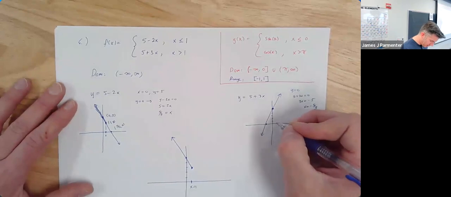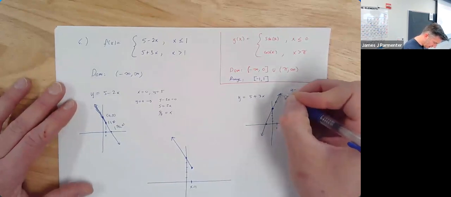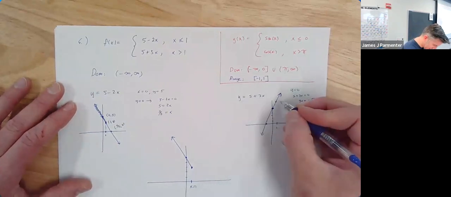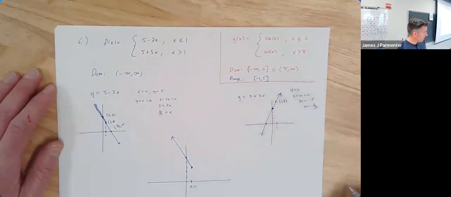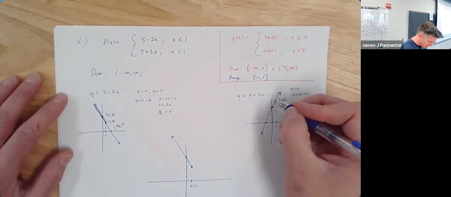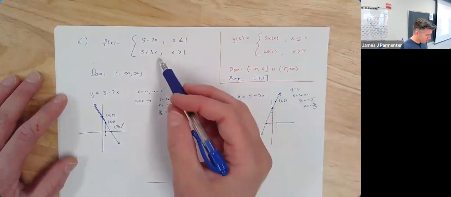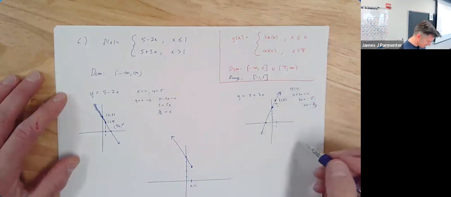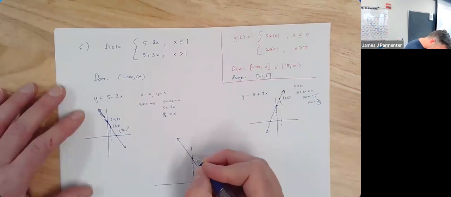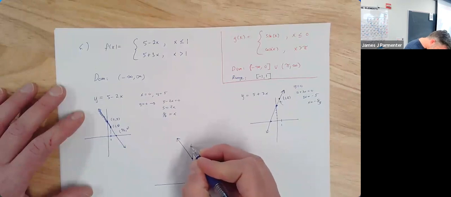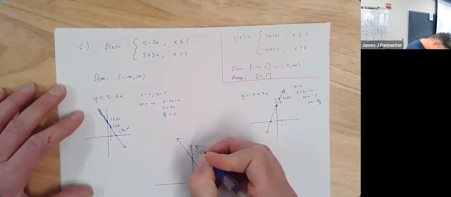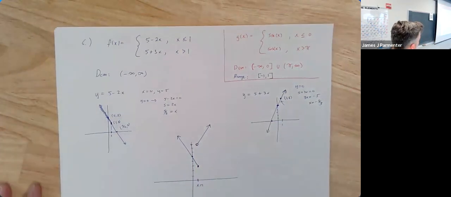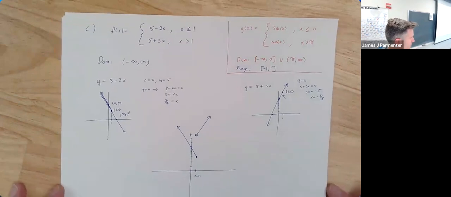But I only want everything from 1 onward to the right. So I plug in 1, 5 plus 3 times 1 is just 8. That's the point I want. And actually I don't want that point, right? I want this function when x is strictly larger than 1. So I'm going to get a hole at the point 1 comma 8. So I need a few more points here. Let's see, 5, 6, 7, 8. So there's my weird looking piecewise function.